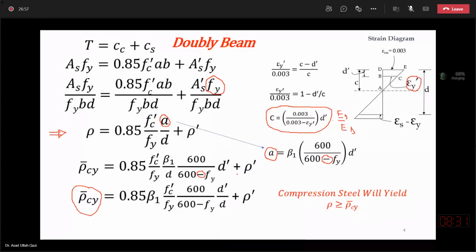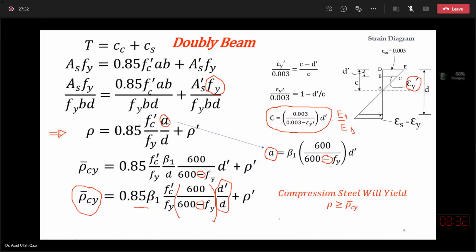So when you replace a with this a and rearrange the terms, you will finally get the equation with these components: 0.85 beta 1 Fc prime over Fy. Now d prime over d will remain within the equation. They are not cancelling. And furthermore, there is a 600 over 600 minus Fy. Don't forget this minus. And then this equation is available for us. We can calculate this rho Cy.